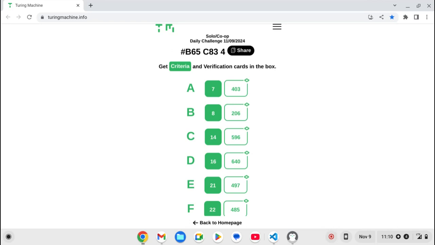Let's begin. Today's November 9th, 2024, and we're solving the Daily Turing Machine Puzzle. Today's puzzle uses the following 6 criteria cards: criteria card 7, 8, 14, 16, 21, and 22. And the puzzle uses the green verification cards. The code above is your way to get more information on today's puzzle by searching the code on turingmachine.info. Let's go solve.